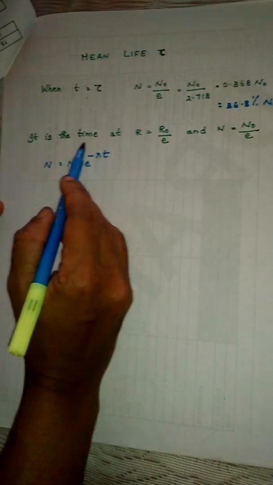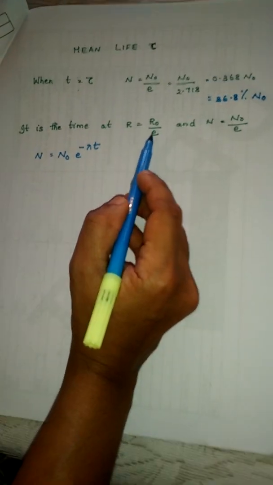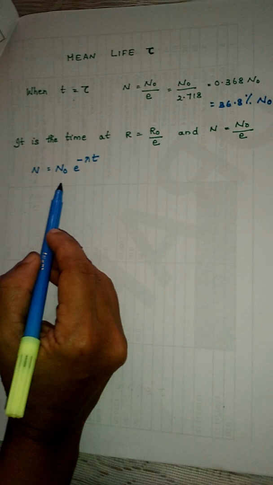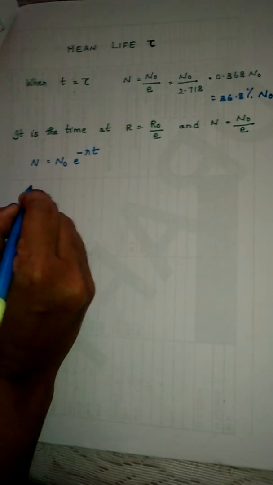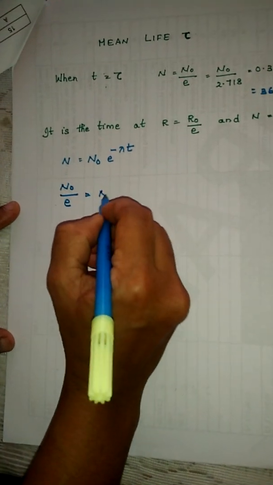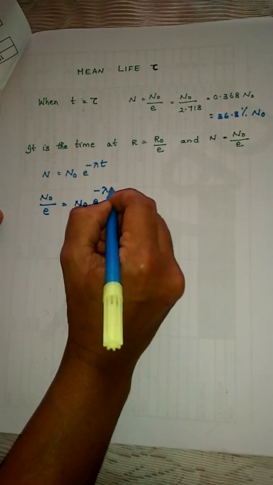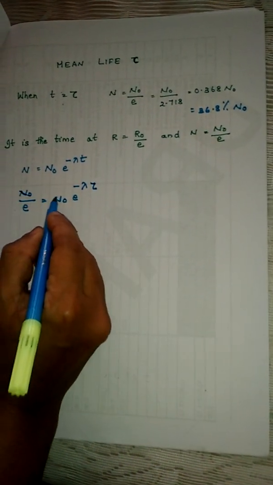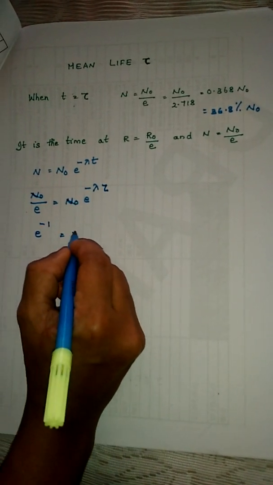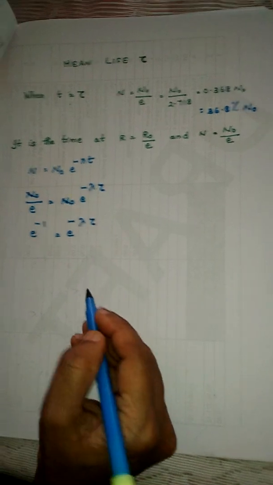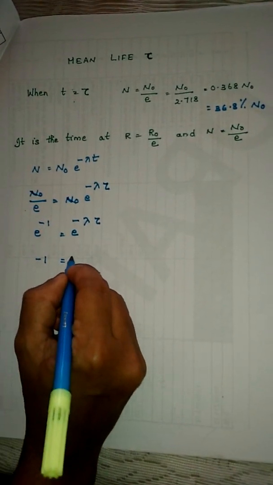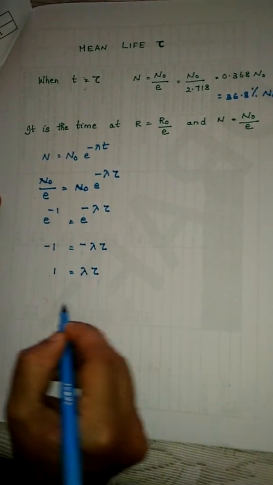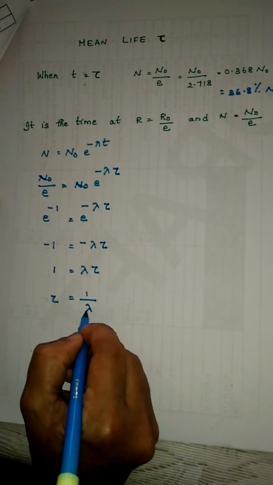So mean life is the time at which the activity becomes R0 by e, or the number becomes n0 by e. So let's substitute in this equation. N becomes n0 by e, equals n0 e raised to minus lambda tau. And let's find the value of mean life tau. n0 we can cancel. So e raised to minus 1 is equal to e raised to minus lambda tau. Equating the powers, minus 1 is equal to minus lambda tau, or 1 is equal to lambda tau, or tau is equal to 1 by lambda.